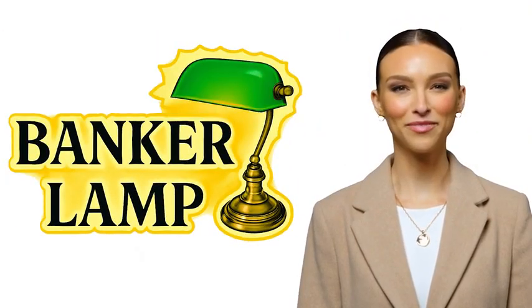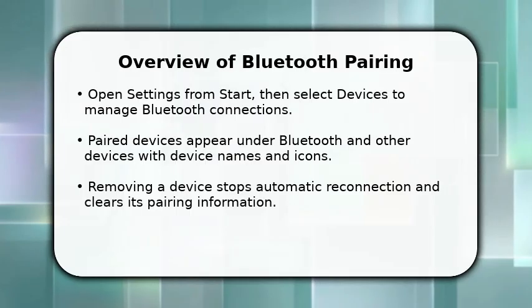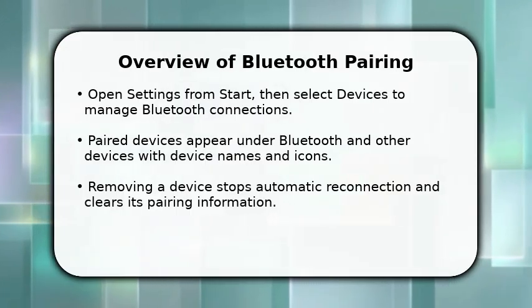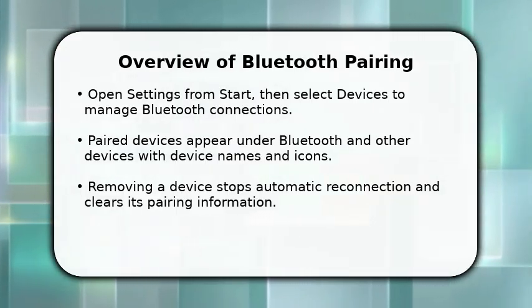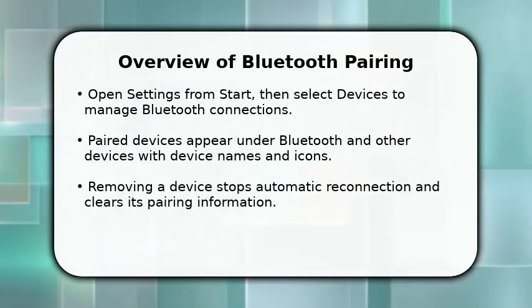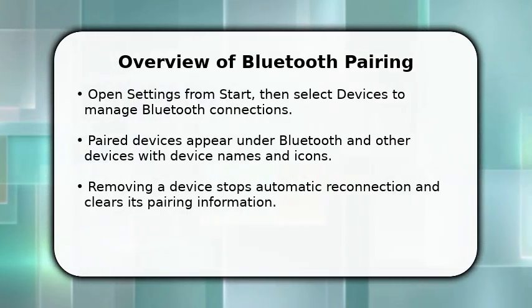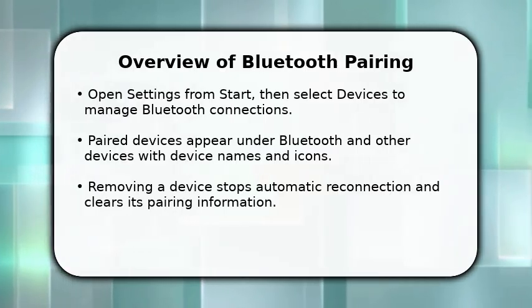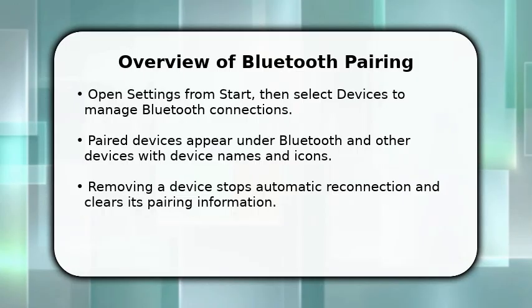Please enjoy the video. Open Settings from Start, then select Devices to manage Bluetooth connections for Windows 10. The Devices panel lists Bluetooth and other devices with names and icons. Paired devices appear under the Bluetooth section with connection status and type.